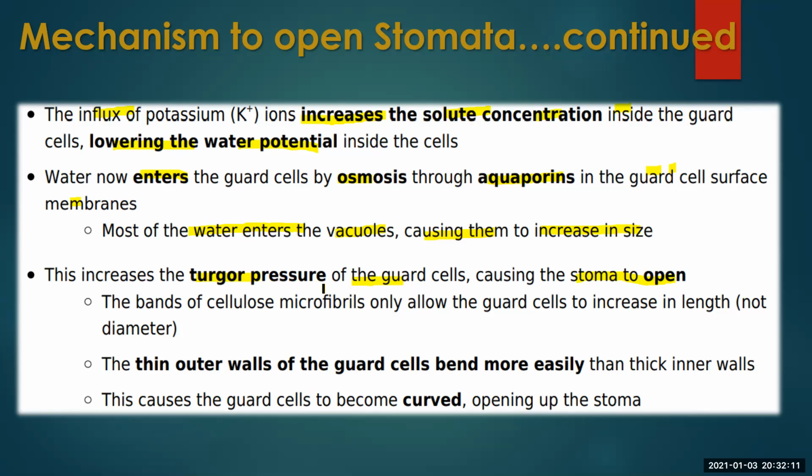So we discussed that the inner cell lining is a thick cell wall. It would not stretch. The bands of cellulose microfibrils only allow the guard cells to increase in length, not in diameter. So the outer thinner wall will actually stretch. The thin outer walls of the guard cell bend more easily than the thick inner walls. This causes the guard cells to become curved, hence opening up the stoma.